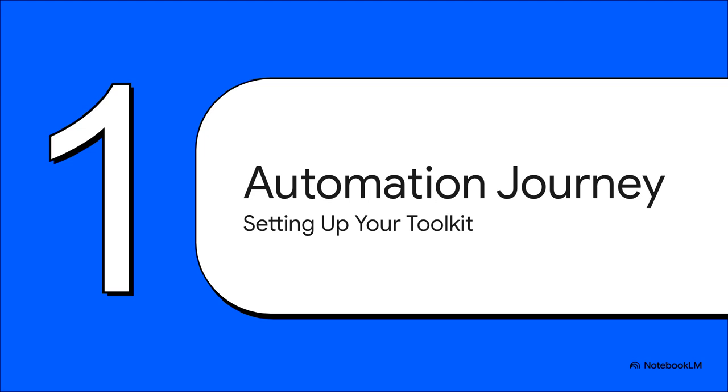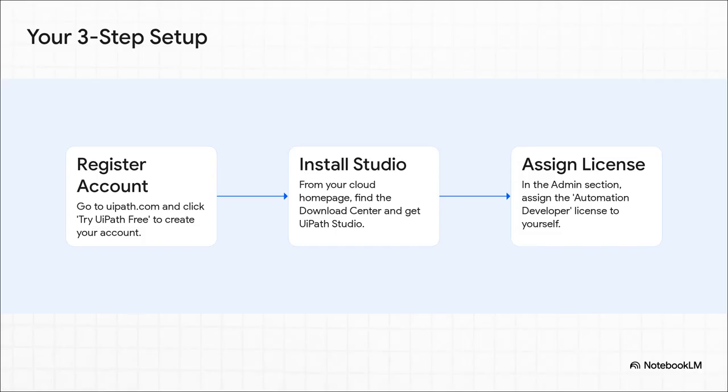Okay, so every good project starts with getting your tools ready, right? For us, that means getting the UiPath software all set up and ready to roll. Now, don't get overwhelmed by all the options you might see on their website. It really just boils down to 3 simple steps. First, you'll register for a free account. Super easy. Then you download and install something called UiPath Studio. And finally, you just have to make sure you assign yourself the automation developer license in your account settings. That's it. That's literally all you need to do to get started.